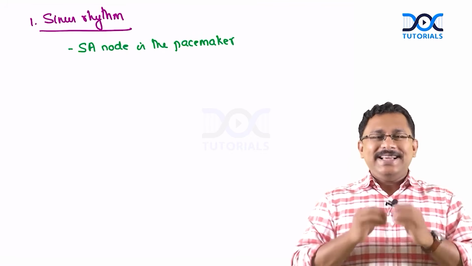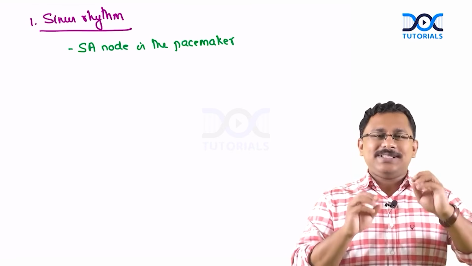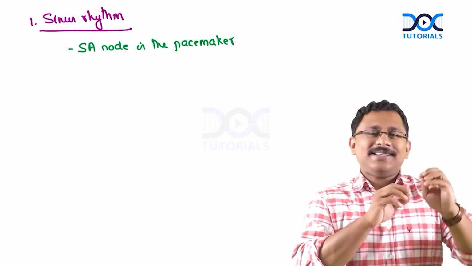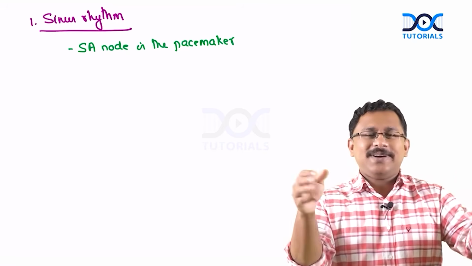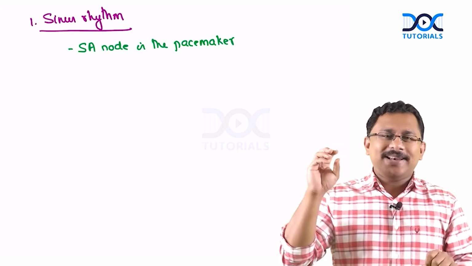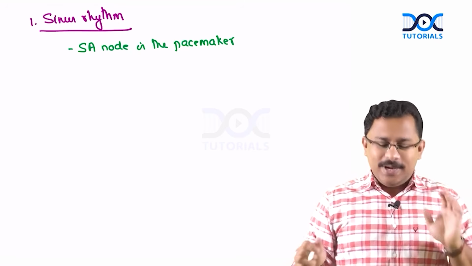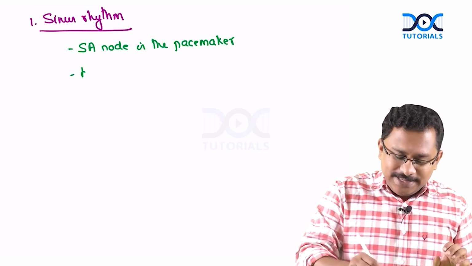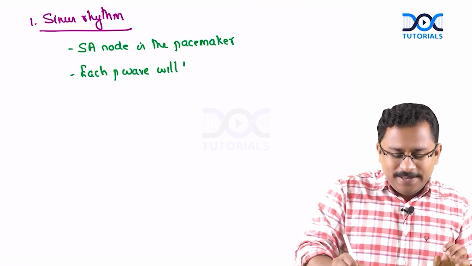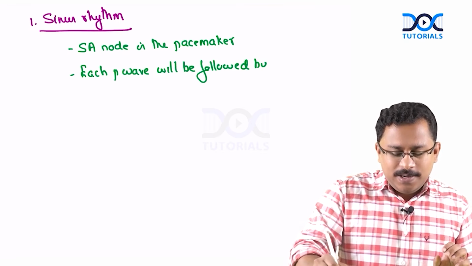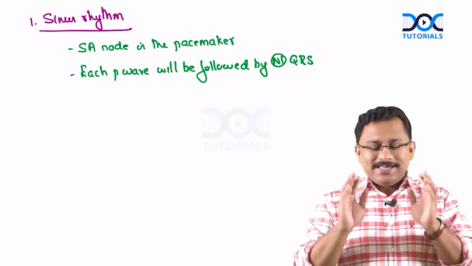Now, what will be the ECG characteristic of a sinus rhythm? You have an impulse that originates in the SA node and then conducts down through the conducting system: AV node, bundle of His, bundle branches, Purkinje fibers. So something quite clear is that in sinus rhythm, each P wave will be followed by a normal QRS. So that is a sinus rhythm.